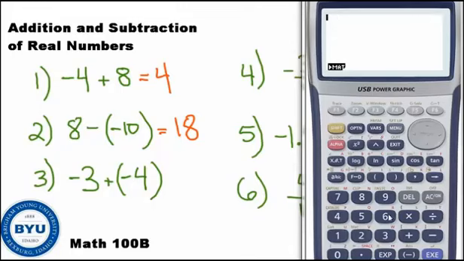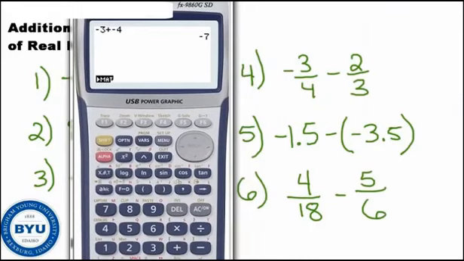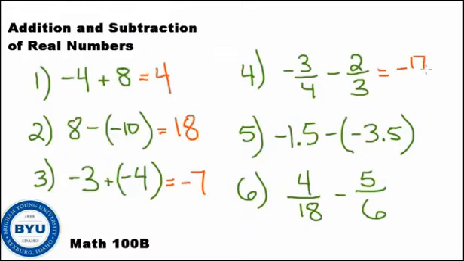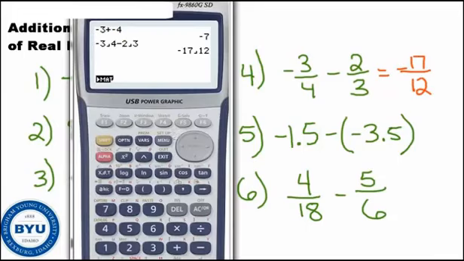Okay, good. Let's continue. The next one was negative 3 plus a negative 4, which gets me negative 7. For these ones over here, we would do negative 3/4. Remember that you can use the ABC button in your calculator to represent fractions. Minus 2/3. We get negative 17/12. After that, we have negative 1.5 minus a negative 3.5, which gets us 2.